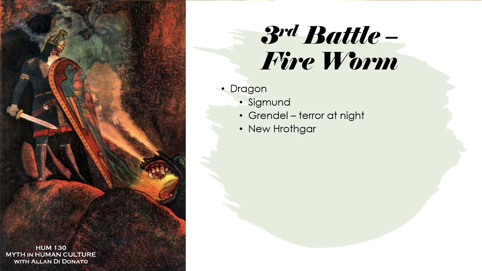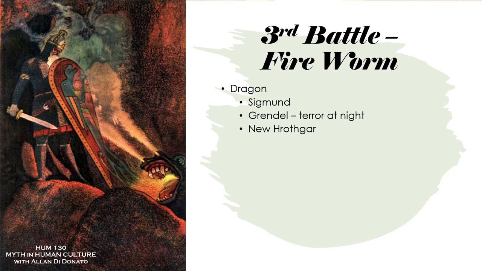Well, he's going to do the right thing. He's going to follow his dharma, and he's going to do battle with the great fire worm. There's another kenning for you that describes the dragon, right? This is the worm, or the serpent, that breathes fire. So it's, again, descriptive and poetic. Now, this is reminiscent, again, of Sigmund that was mentioned in the first part of the story, and Grendel as well, right? This terror that comes at night.